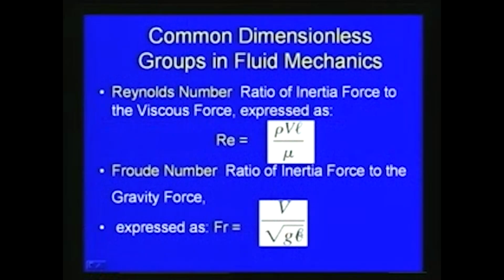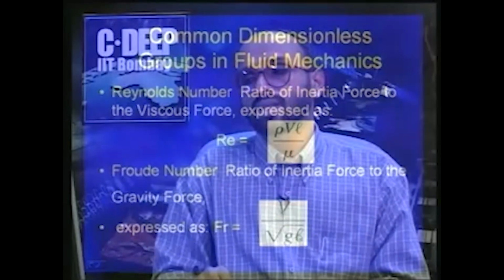So here it is the ratio of inertia force to gravity force, and it is expressed as the Froude number, Fr is equal to V by root gL, where L is the characteristic length. It can be depth or it can be various other parameters depending upon which way we are dealing with the problem. In the case of open channel flow, it can be the depth of flow.